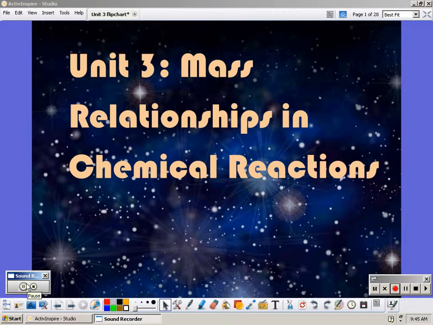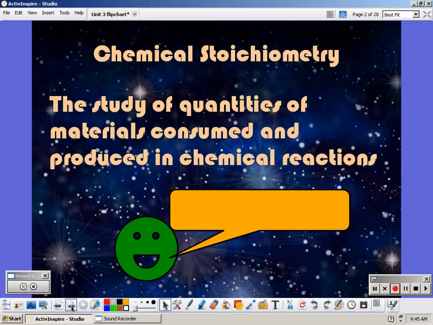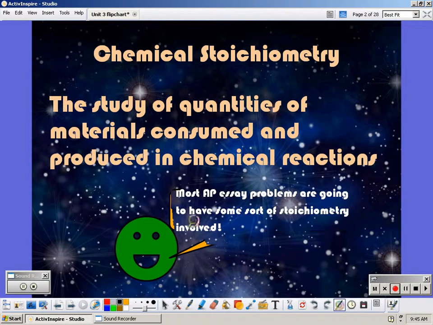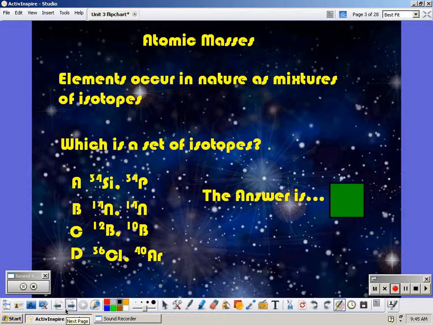Unit 3 is mass relationships and chemical reactions. So chemical stoichiometry is the main focus of this unit, the study of quantities of materials consumed and then produced in a chemical reaction. Now it's important to note that most AP essay problems are going to have some sort of stoichiometry to them. So it's a really important topic that you understand.